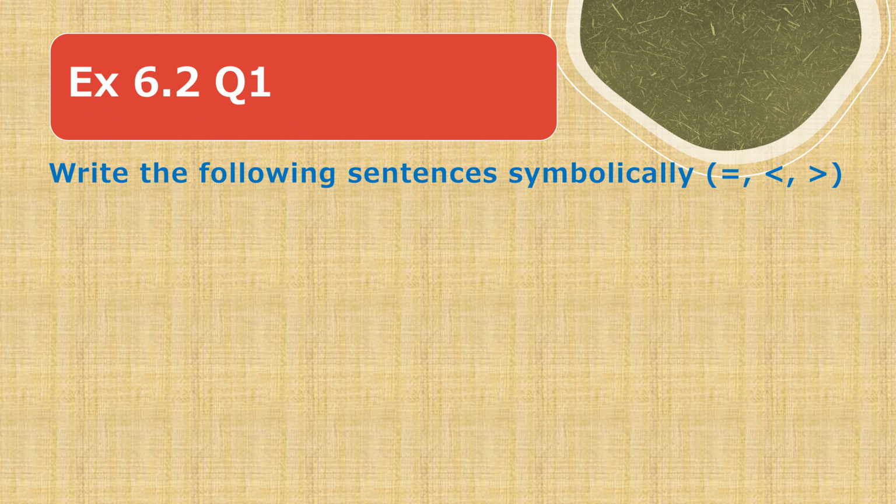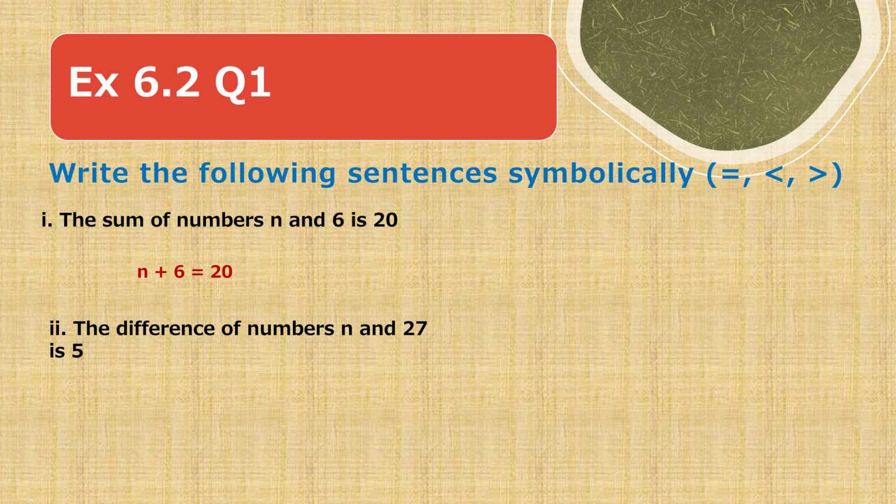Write the following sentences symbolically using equality sign, greater than sign or less than sign. And the first part is the sum of numbers n and 6 is 20. Here "is" means the answer or the result of the operation being used. The two numbers are n and 6 and we have to find out their sum. We can write it like this: n plus 6 is 20 or equal to 20. Now this is the algebraic expression. If we use the equality sign in it, it becomes an algebraic equation.